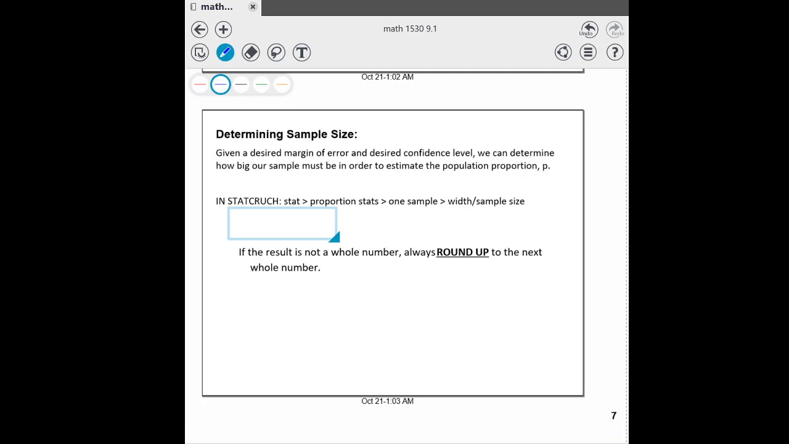So we're going to have stat, proportion stats, one sample. That's almost the same as doing a confidence interval. And then the last thing you're going to choose is width/sample size. If the result is not a whole number, we are always going to round up. For example, if you get n equals 271.2, then we're going to round up always to 272. Even though that doesn't follow traditional rounding rules, we always round up.